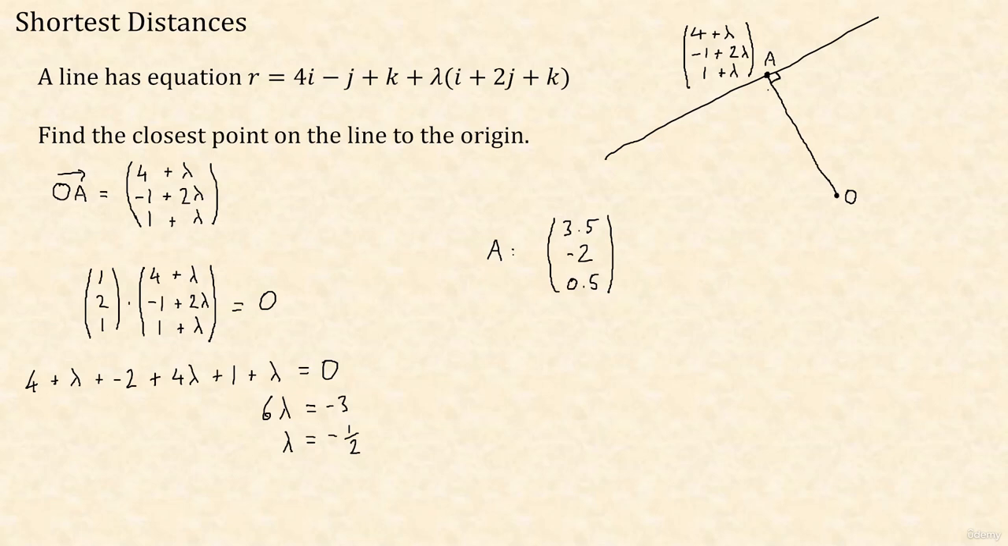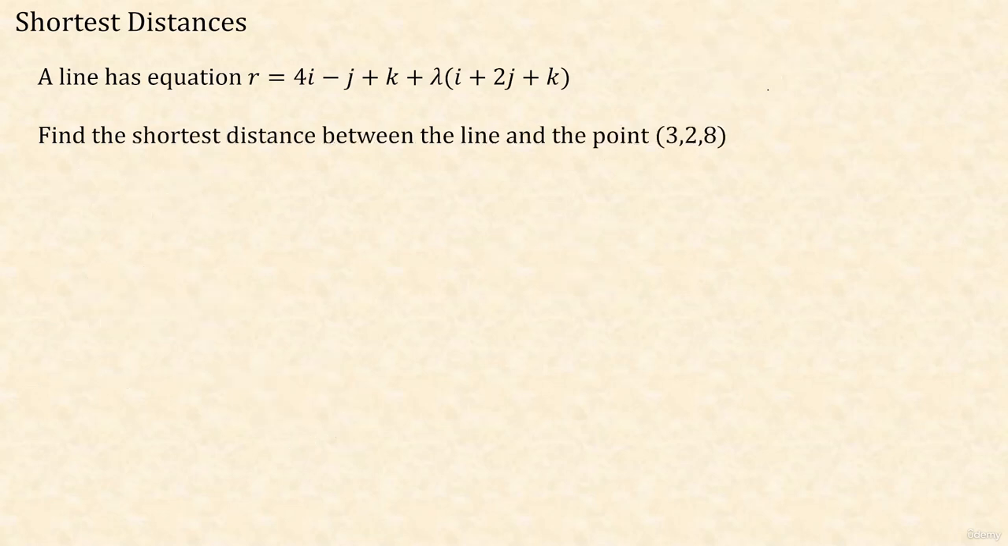Okay, do work through this question on your own to make sure you understand, and then we're going to make this a little bit harder by just changing it to this. So rather than the closest point to the origin, we want the shortest distance between the line and this point here, 3, 2, 8. So we're going to start this in very much the same way.